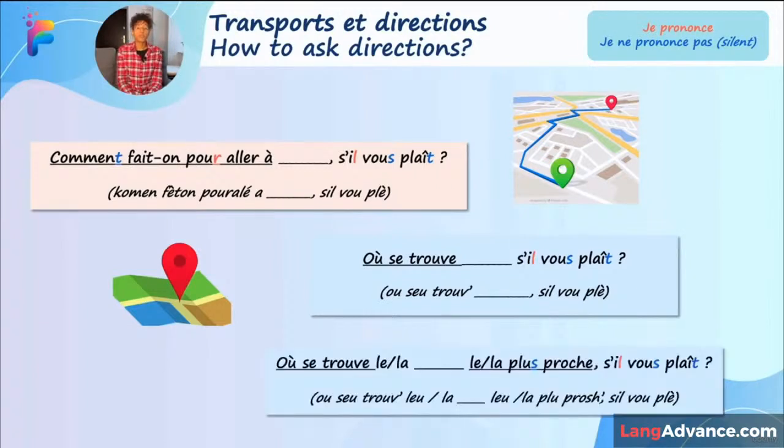If you're looking for something nearby, you can use this sentence. Où se trouve le ou la plus proche, s'il vous plaît? So let's say you're looking for the nearest tube station. Où se trouve la station de métro la plus proche, s'il vous plaît? Or maybe you're looking for the nearest supermarket. Où se trouve le supermarché le plus proche, s'il vous plaît?